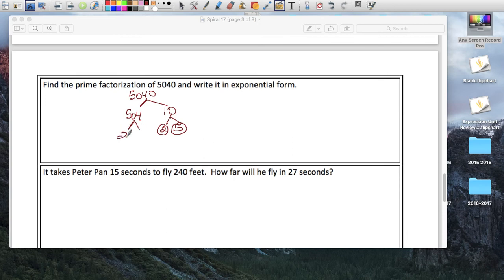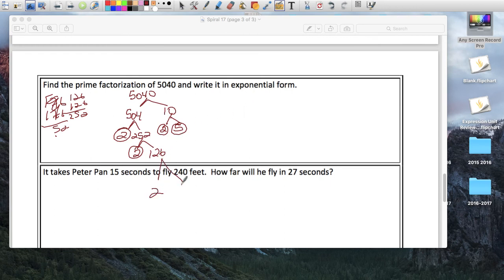504, I'm going to break it up into 2 and 252. 2 I can circle. 252 I'm going to break up into 2 and 126. Is that it? No, sorry, 126. Yeah, 126. I'll continue the 126 like this.